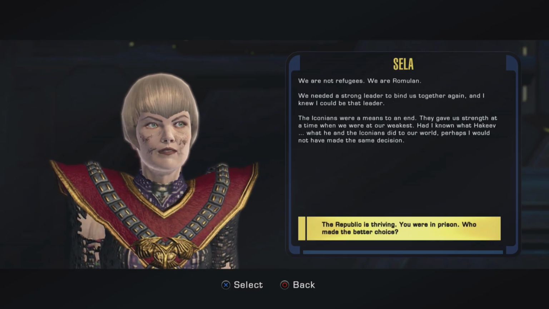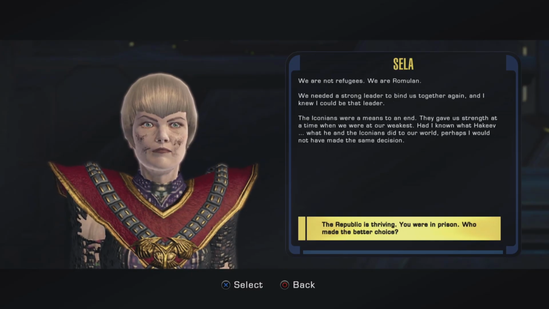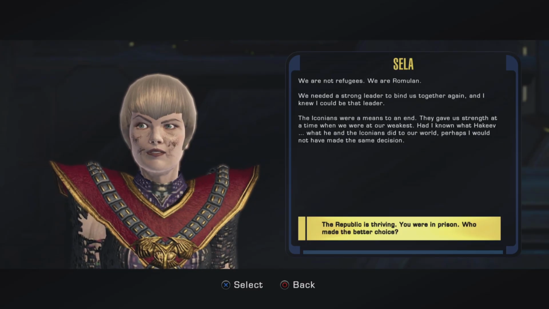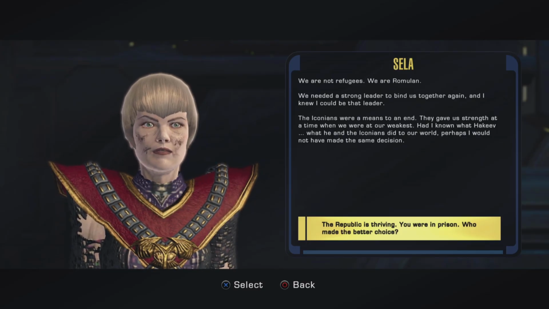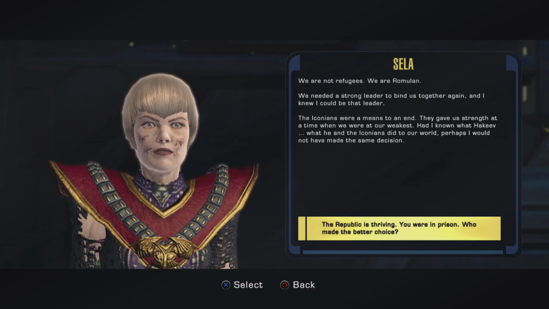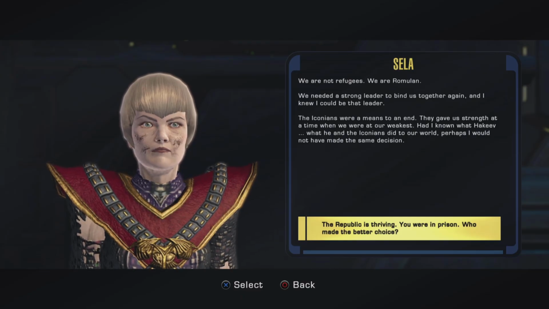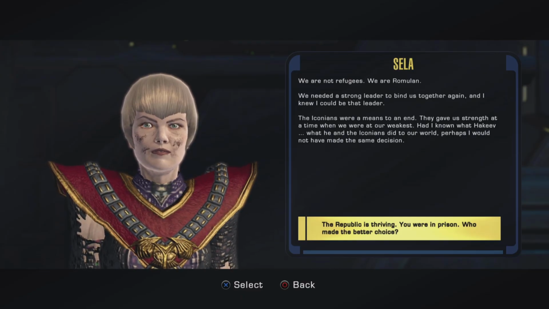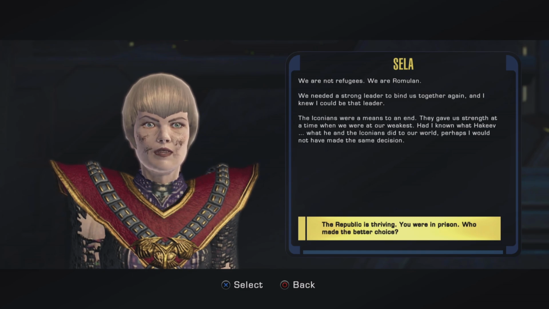We are not refugees. We are Romulan. We needed a strong leader to bind us together again, and I knew I could be that leader. The Iconians were a means to an end. They gave us strength at a time when we were at our weakest. Had I known what Hakiv and the Iconians did to our world, perhaps I would not have made the same decision.